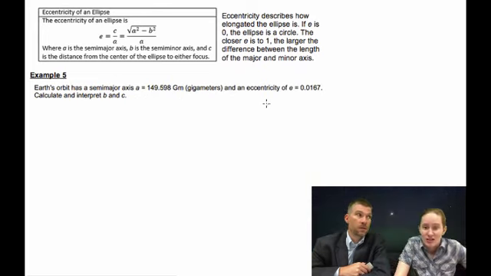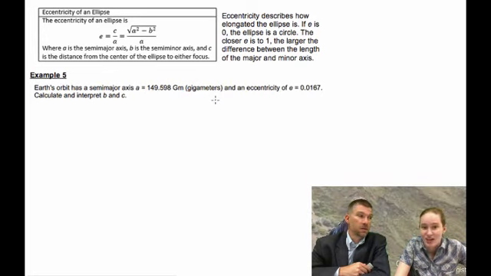A million meters? It could be. How much is a gigabyte? A million bytes? Then it has to be a million meters. It's a million megabytes. I don't know.